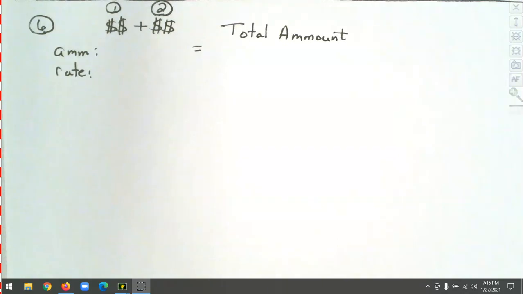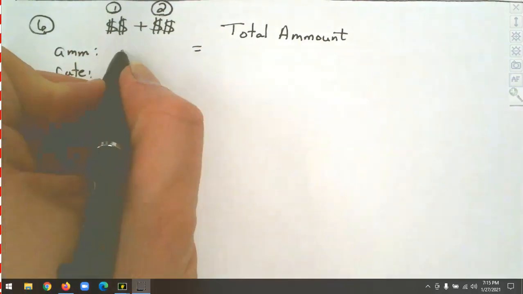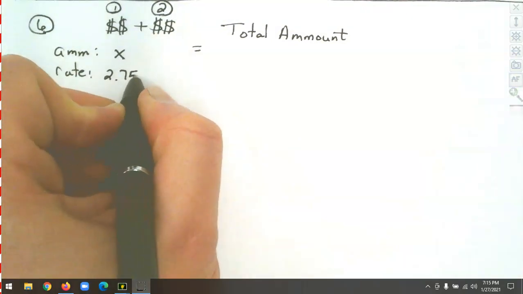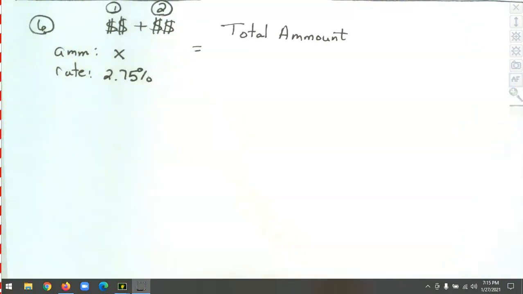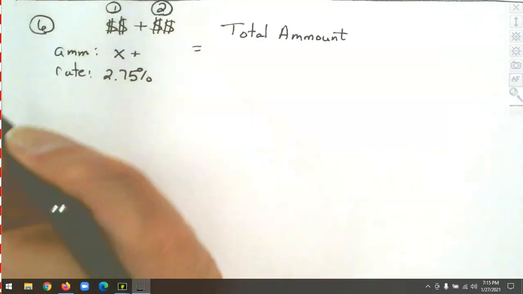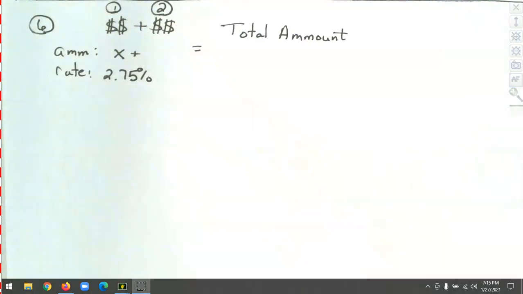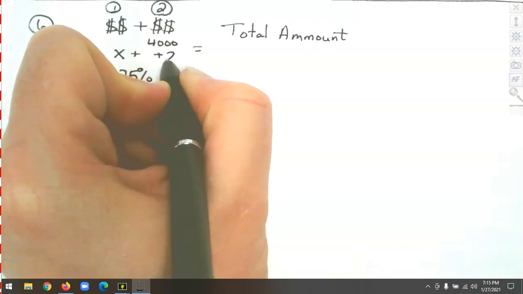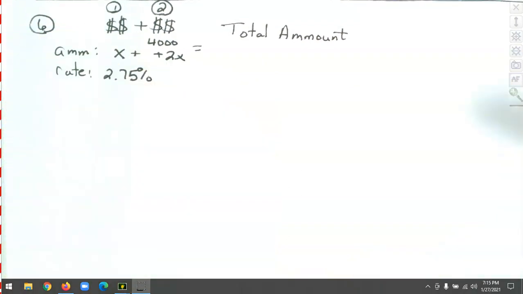So we invested some money at 2.75%. Do we know how much money we have in there? No. So that's going to be our unknown amount, X, and we're going to use a 2.75% here. Then what are we going to do? Then we're going to invest $4,000 more than twice this amount. So that's going to be 4,000 plus 2x. And that is invested at 3%.